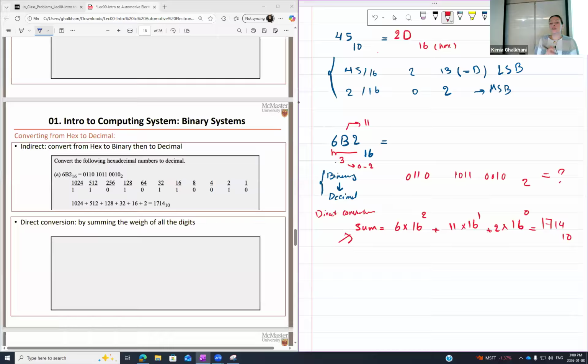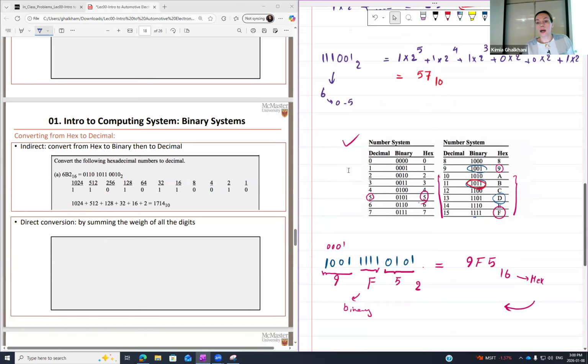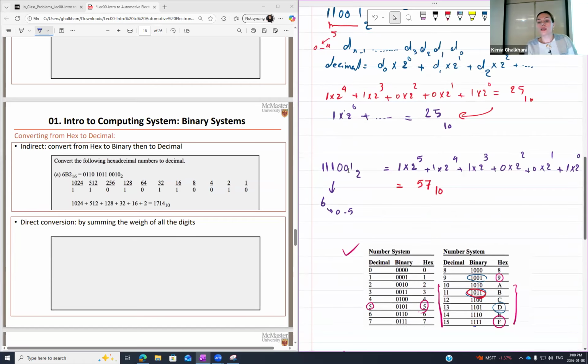And non-direct conversion means first convert it to binary and then binary to decimal. Because binary to decimal, like here, I did it right here. This is binary to decimal. So we have 2 methods.